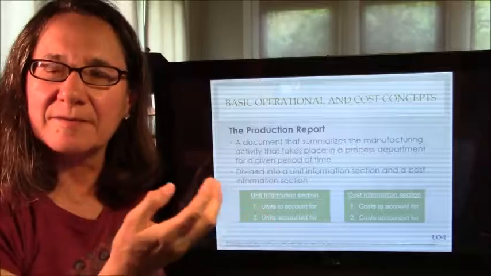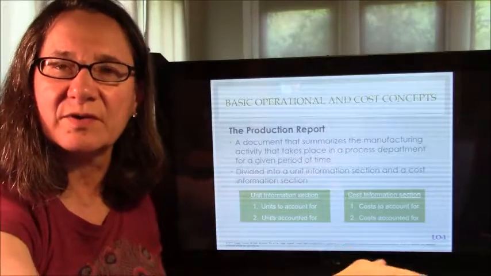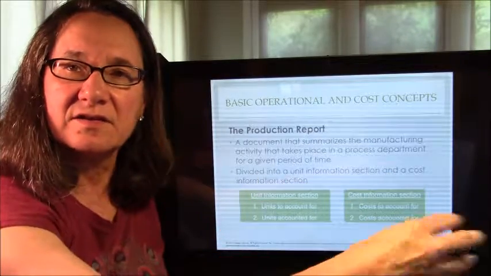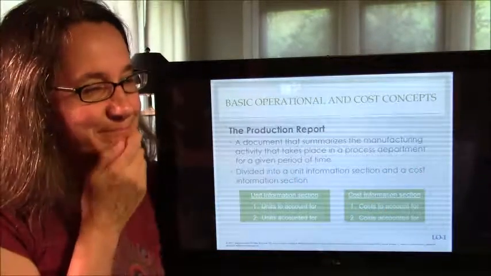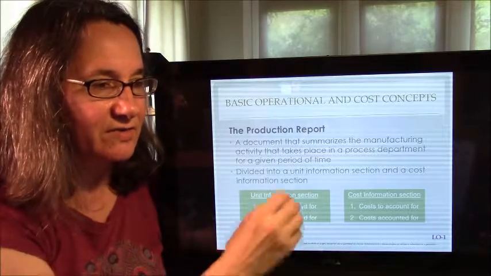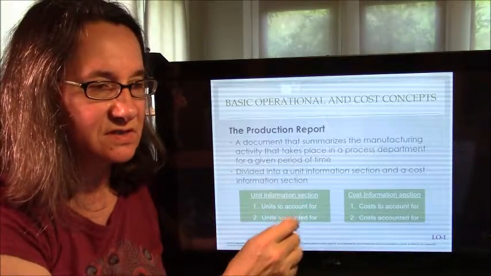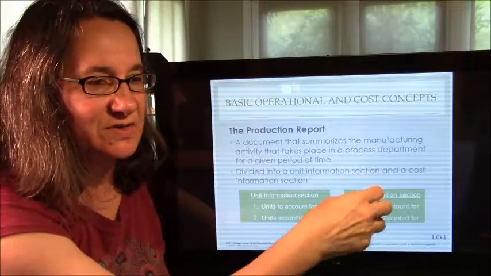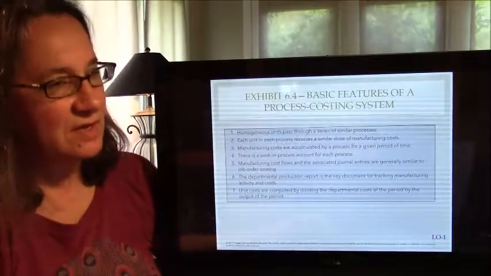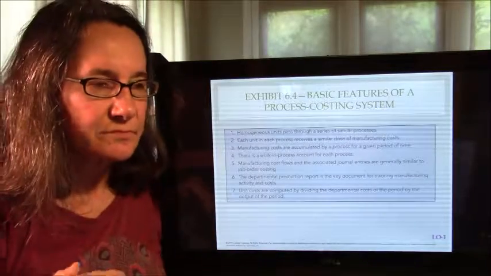It's like, imagine an assembly line where things are flowing along, and at the beginning they're not done at all, and at the end they're completely finished and going on. So you have to account for all your units, right? You have to have units to account for and units that you did account for, which means you've got costs to account for and costs you did account for. So you're going to have to keep track of that.